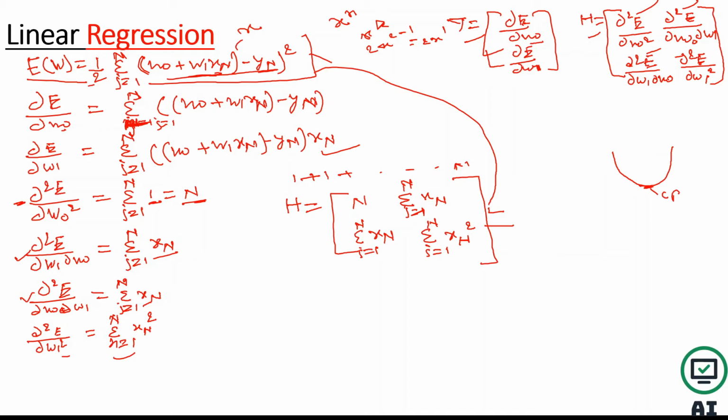So what we have to do is take the leading principal minors for this matrix, and if all the leading principal minors of this matrix are non-negative, that means greater than or equal to 0, then this matrix is a positive semi-definite matrix.